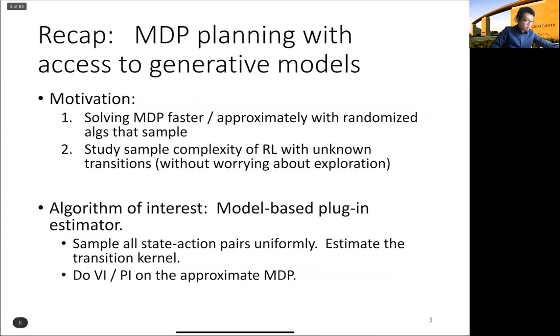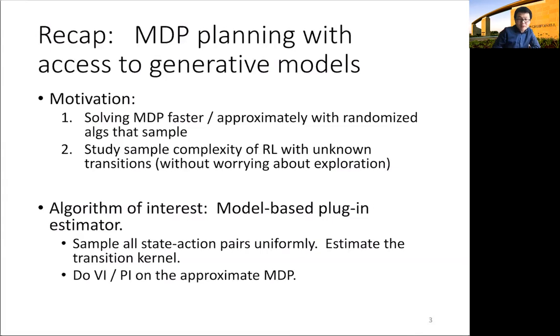As usual, we'll start with a recap. Last time we focused on Markov decision processes and the planning problem in Markov decision processes with a generative model. The motivations are twofold. First of all, computationally, assuming a generative model can sometimes deal with the cases when computing and representing the entire transition kernel, which takes S squared times A space, is intractable in practice.